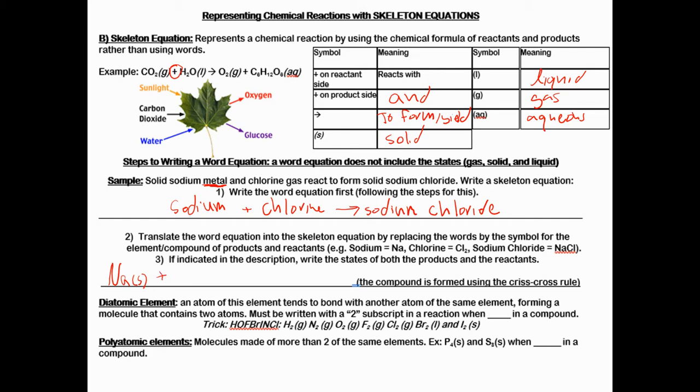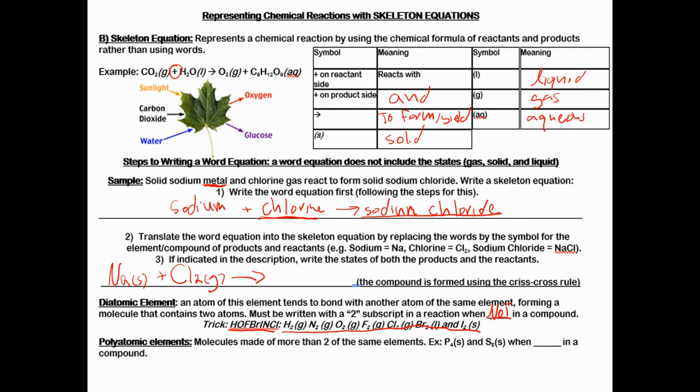Chlorine, this is where you need to be careful. There are some elements that, when they're alone, are written in their diatomic form. Remember Hofbrinkel? Whenever you see those alone, when they're not in a compound, you need to write them in their standard diatomic form with the 2 and then the state. So for chlorine, you can't just put Cl, you need to put Cl2 and then gas. Even though it doesn't say chlorine gas there, you need to know that's its standard form. So we have solid sodium reacting with chlorine gas to produce sodium chloride.